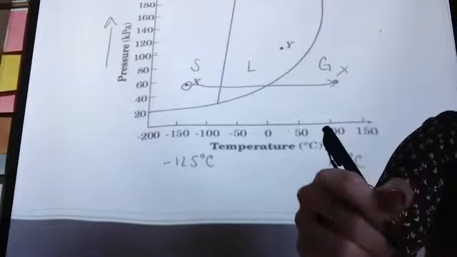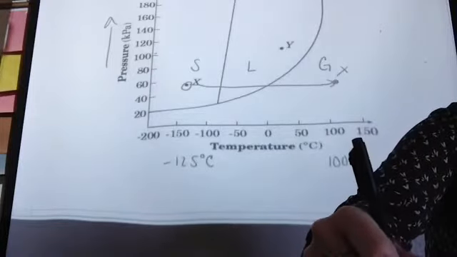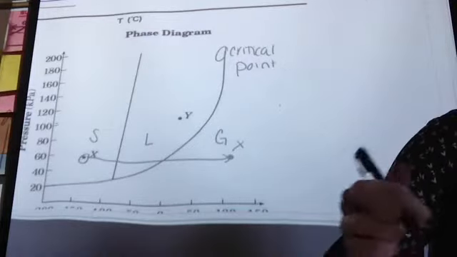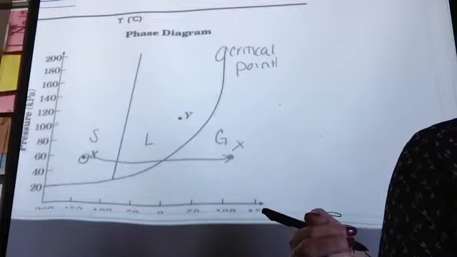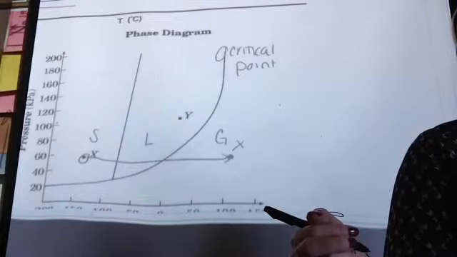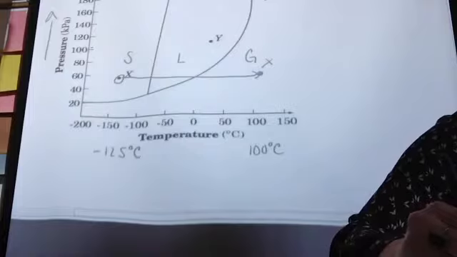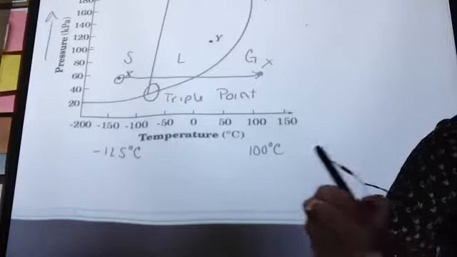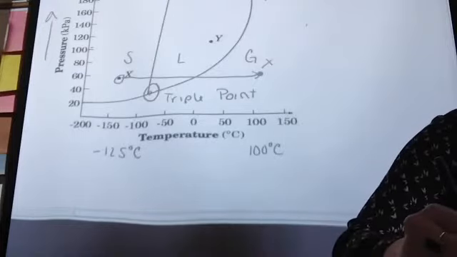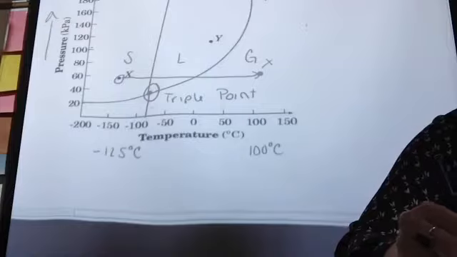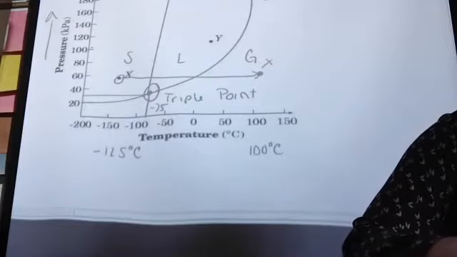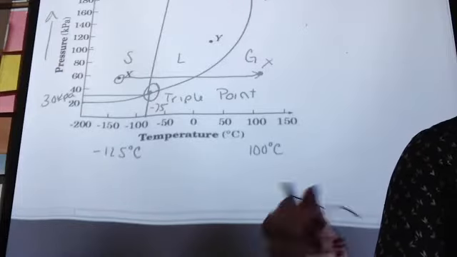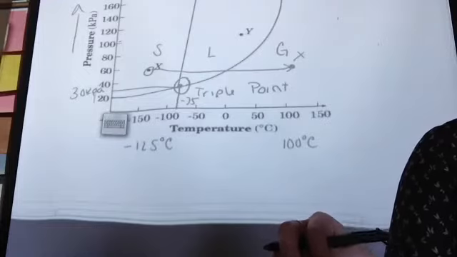The other thing you need to know is that this is the critical point. Up at the top of the line that separates liquid and gas, this is where a liquid and a gas become indistinguishable from one another. This is the triple point. This is where all three phases of matter can exist at the same time. So we'll go with negative 75 and 30 kilopascals. All three phases of matter can exist at the same time because that is at the triple point.